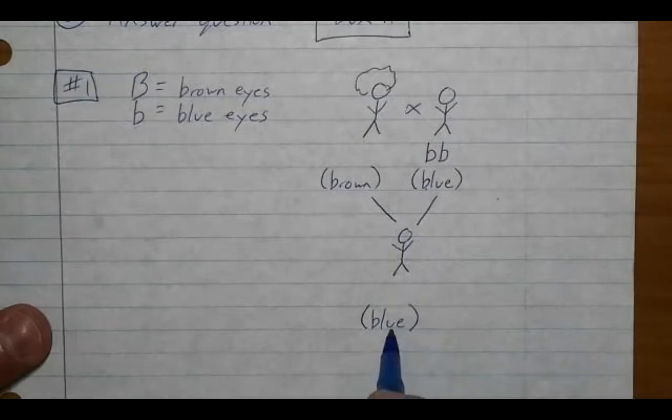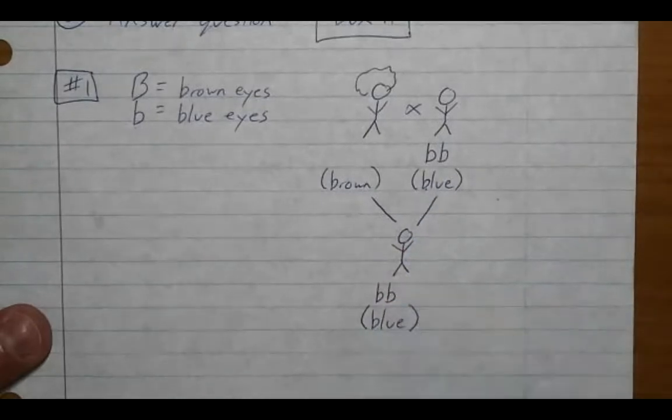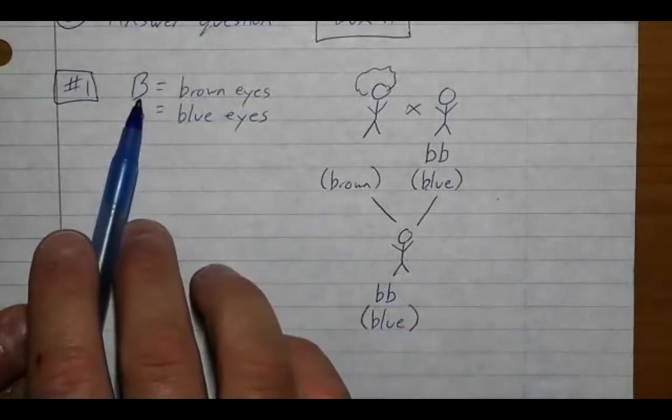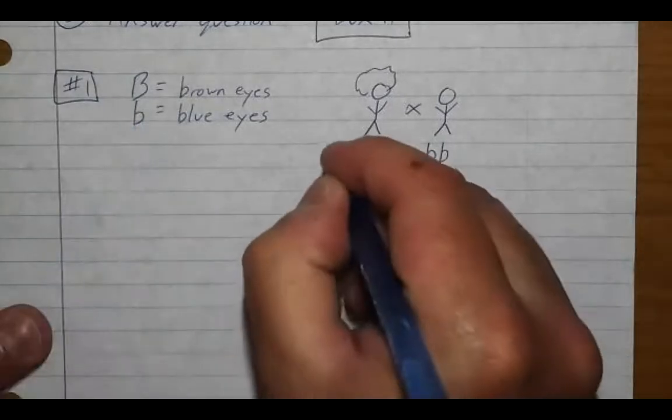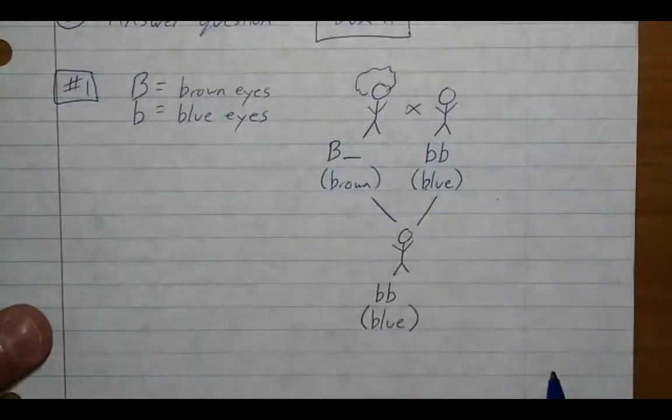Child has blue eyes too, so he must be just like dad. He must have lowercase, lowercase. Mom has brown. So I look over here, brown is the capital letter. So she must have at least one capital letter. The question is, what is that other letter?